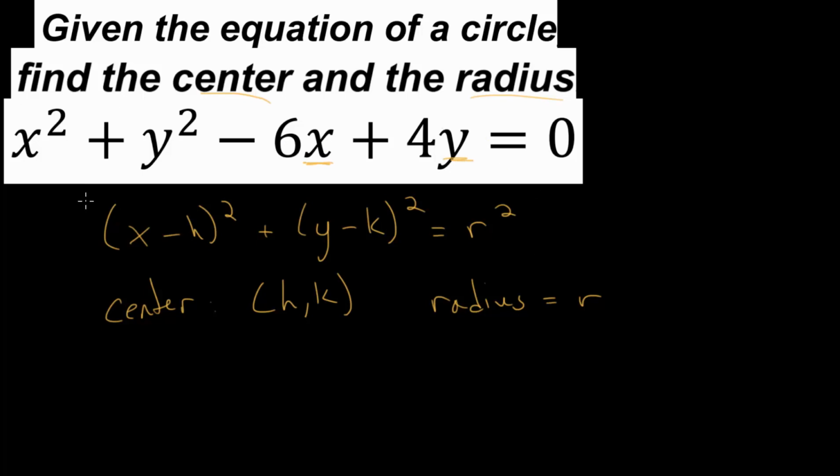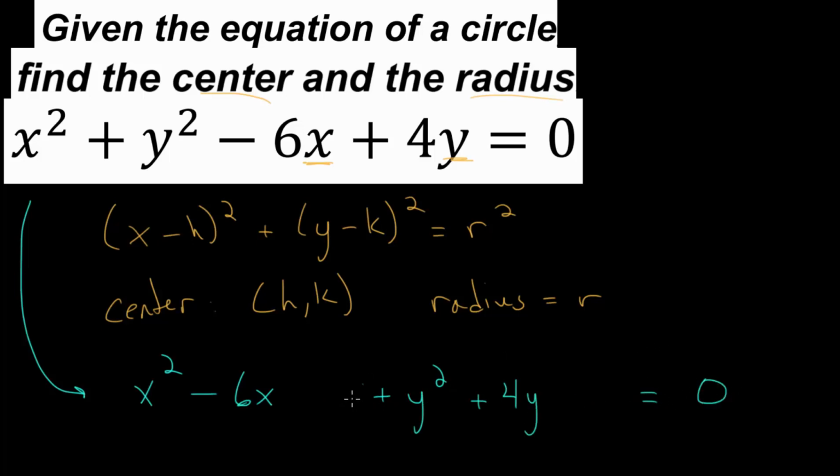But what we can do is start by grouping the terms together. We can put the x terms and the y terms together. We can say that x squared minus 6x plus y squared plus 4y, all of this is equal to 0. And I left some spaces here because we can transform this to our general form by completing the square.